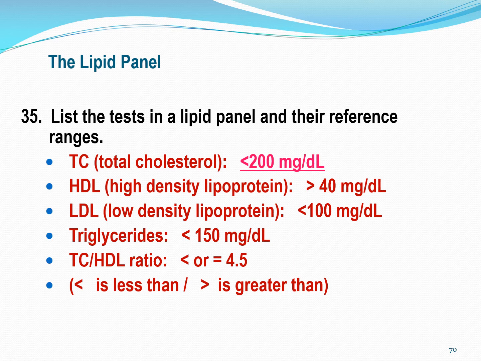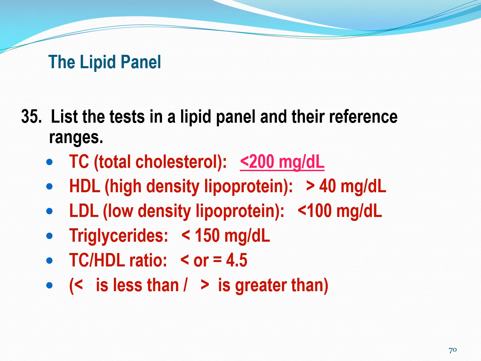So the lipid panel. You want to be able to list the tests in a lipid panel and their reference ranges, okay? First, these are the tests: total cholesterol, HDL, LDL, triglycerides, and then your TC/HDL ratio. Those are the tests that are on a lipid panel.